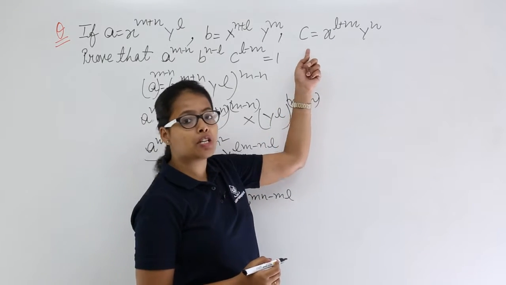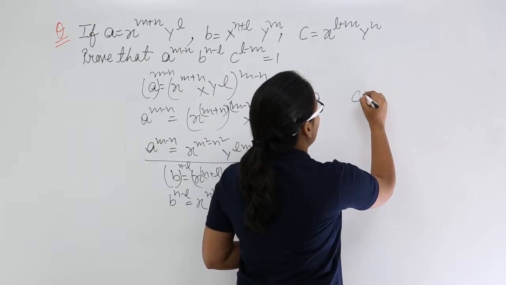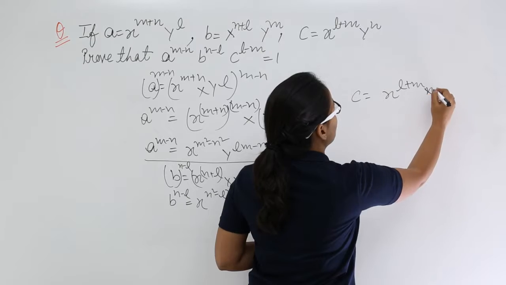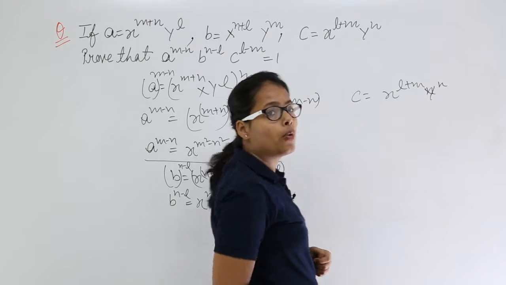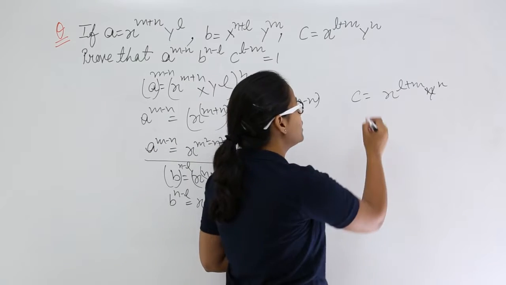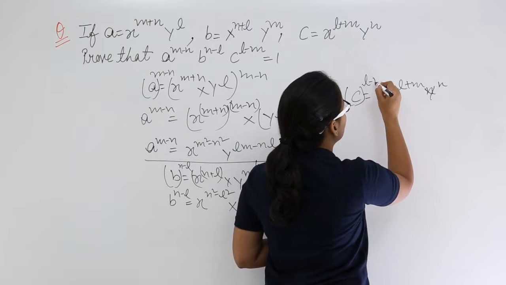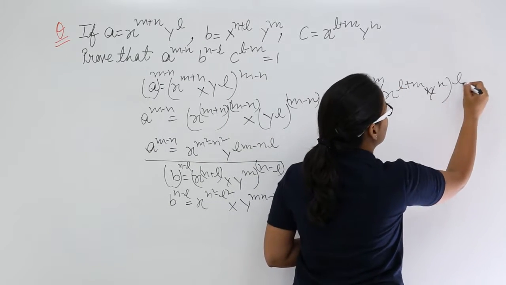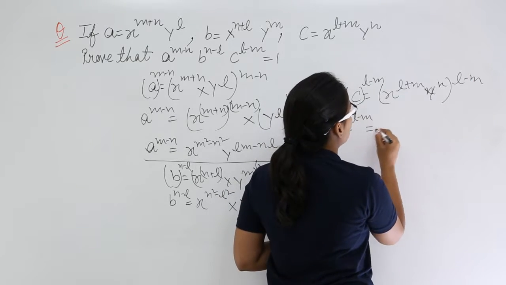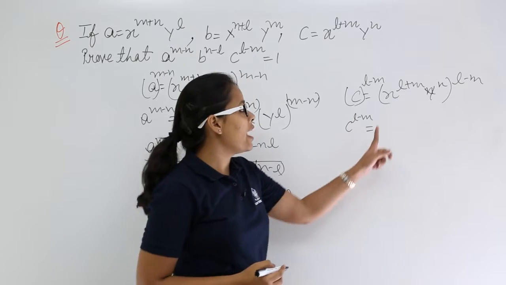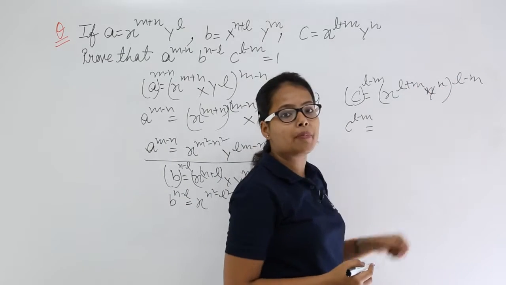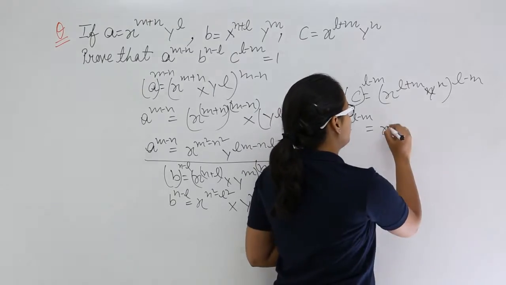Now what will be the expression for c? The expression for c is this. Now what you need to do here? You need to take the power of l minus m on both sides. I'll directly write this step, which will be x to the power l square minus m square, because this is the form of a plus b, a minus b.